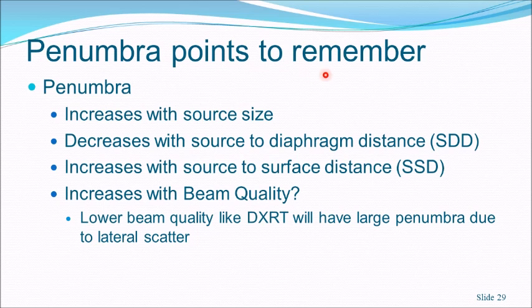Some of the points to remember with regard to penumbra. It increases with source size, we saw that earlier. Decreases with source to diaphragm distance. Increases with source to surface distance. And does it increase with beam quality? This is a question mark. We know that for lower beam quality like deep X-ray therapy, we had large penumbra. But when we went to cobalt, it was less but larger than 6 MV because of the source size. But as the beam quality increases, what happens?